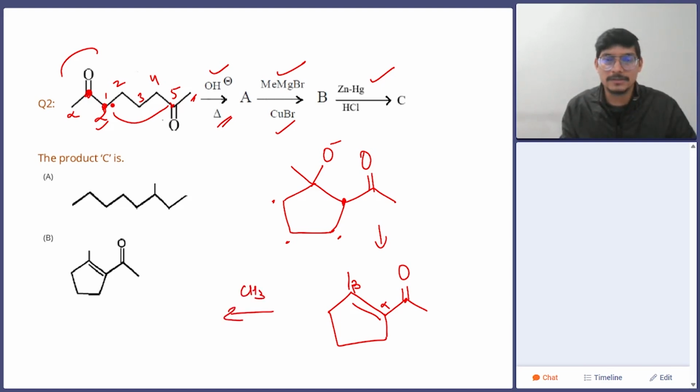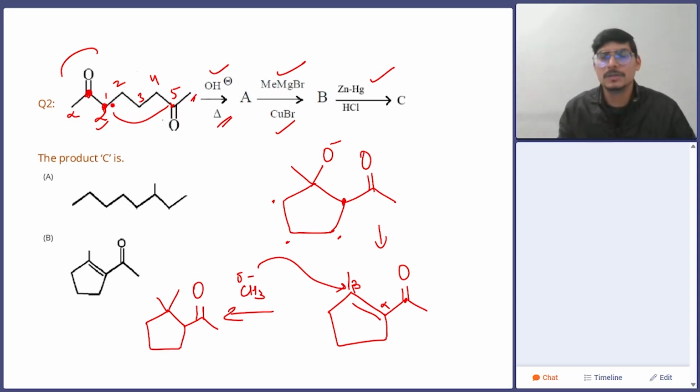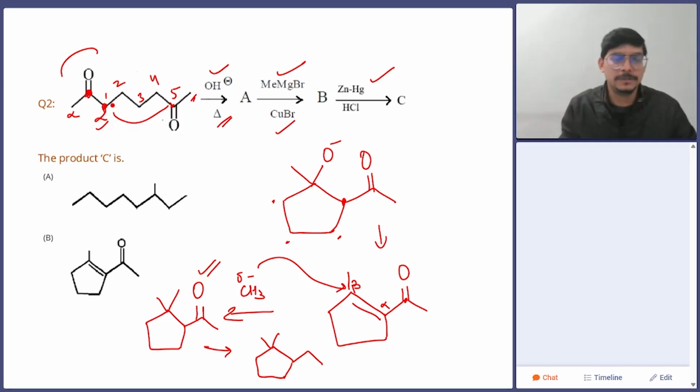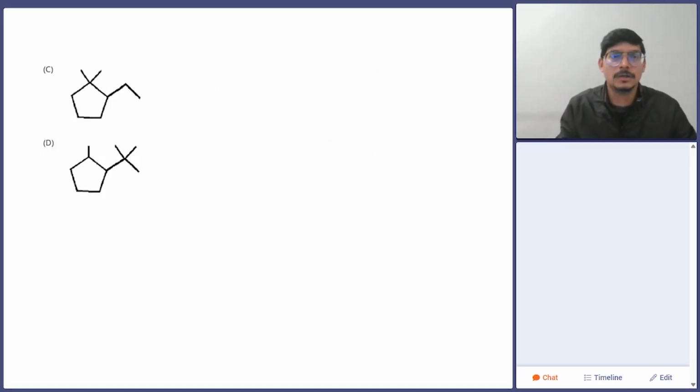So now this CH3 delta minus attacks here, right? So our next intermediate is going to be another methyl here. Okay, and this is the molecule. And finally, we are doing Clemmensen reduction. So Clemmensen reduction will reduce this keto group, and the result will be a hydrocarbon. Okay, this one. So the correct answer here would be option A, option B. No, it has to be option C. Okay, so that is the correct answer in this question.